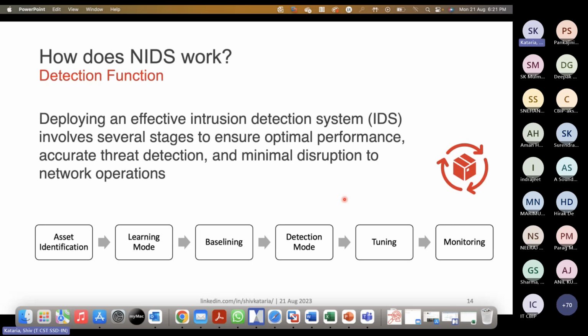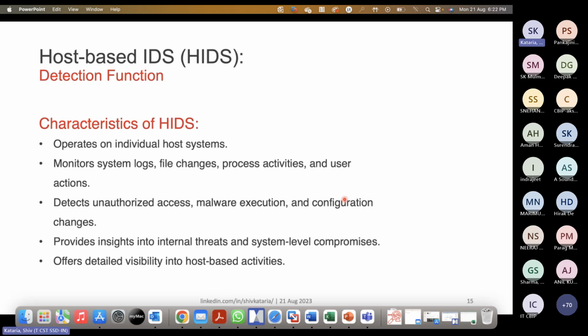So basically, what we need to do is start with the asset identification that we have done in the identify function. Then we put these anomaly detection systems into learning mode. We then do baselining. After that, we go into detection mode. And after that, we fine tune our learnings and put the system into operations or monitoring mode. So that was about network-based IDS.